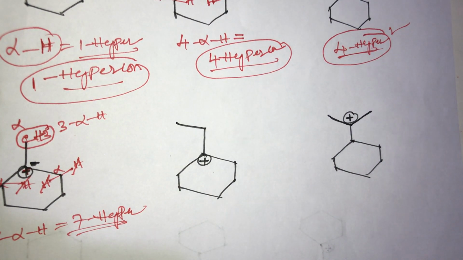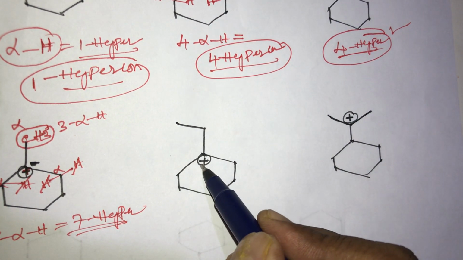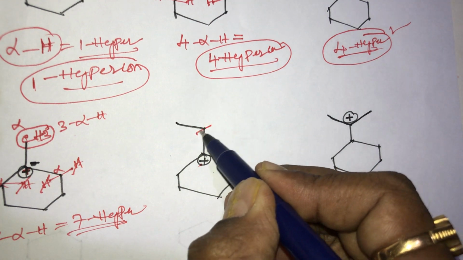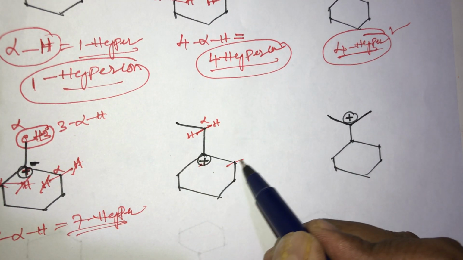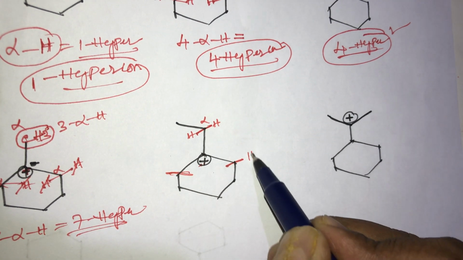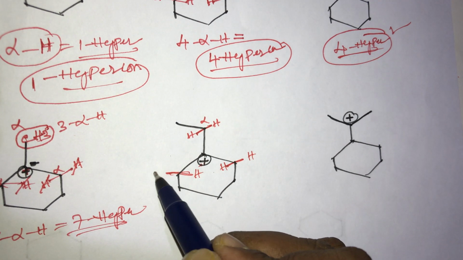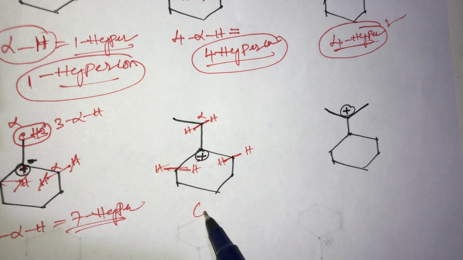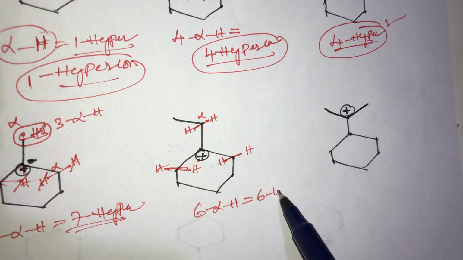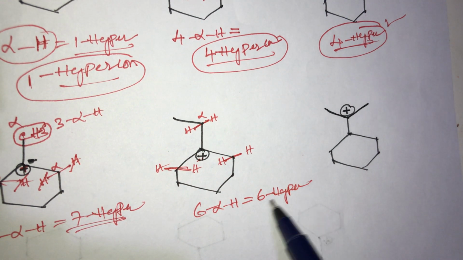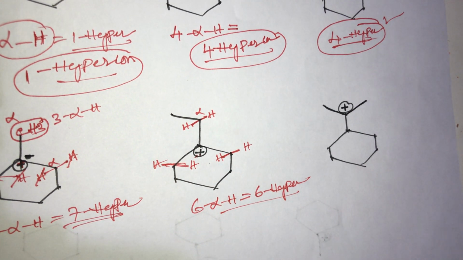Now what about the second compound? It is also a tertiary carbon. The carbon beside this tertiary carbon is called the alpha carbon. It contains 2 alpha hydrogens. This is also an alpha carbon, and this is also an alpha carbon. 2 hydrogens from here, here also 2 hydrogens, here also 2 hydrogens. Total 6 alpha hydrogens are present. These 6 alpha hydrogens equal 6 hyperconjugates. The second compound has 6 hyperconjugates.